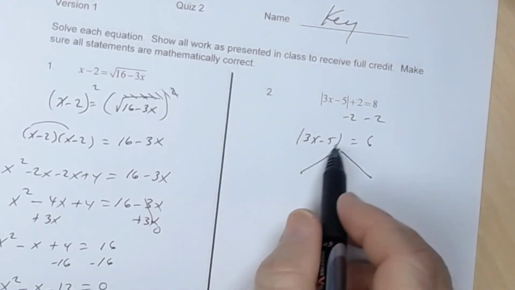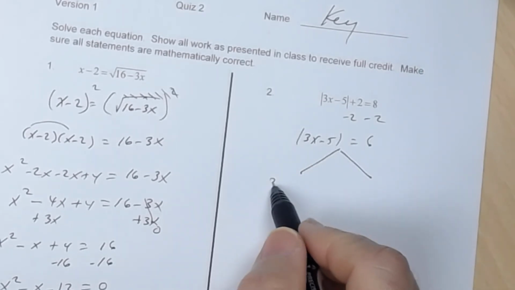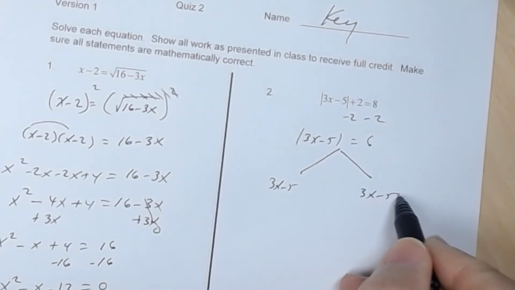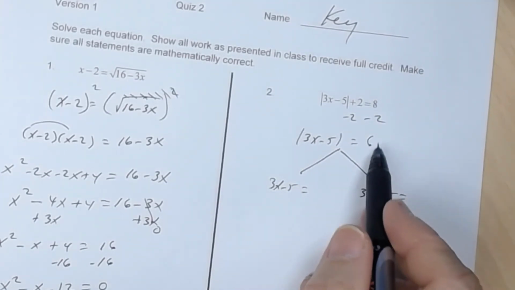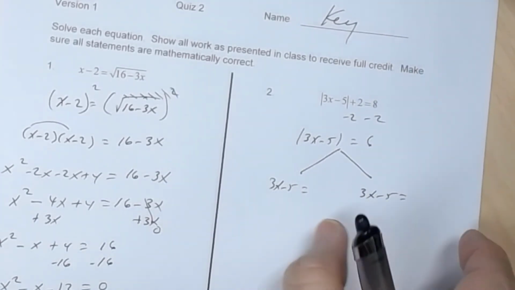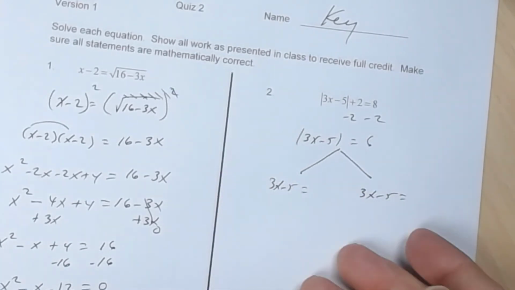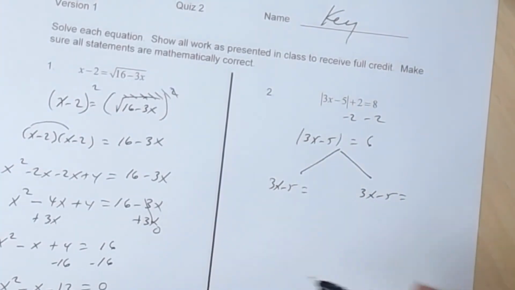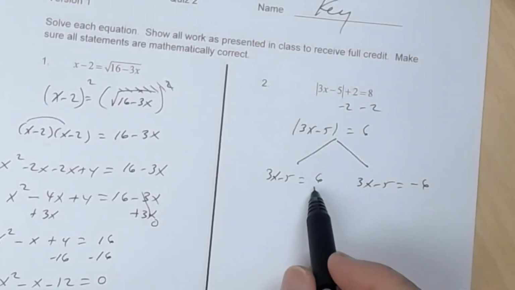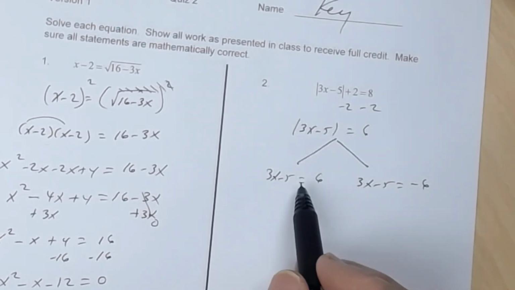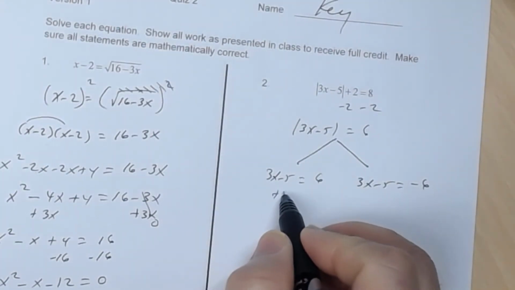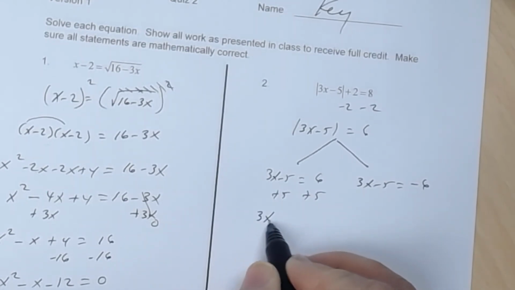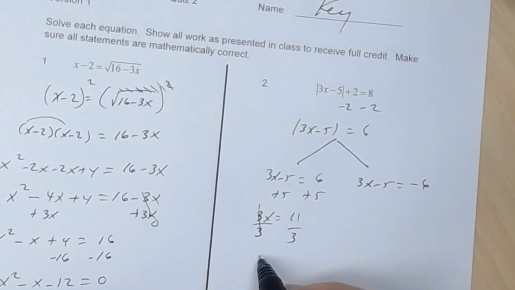The 2 equations are going to become 3x minus 5 equals 6 and 3x minus 5 equals the opposite of 6, because that's the relationship with absolute value, which is the distance that the number is from 0. So 6 and negative 6. Notice I went from an absolute value equation to 2 linear equations. I just solve those. I'm going to add 5 to both sides, so I get 3x equal 11. To get x by itself, I divide both sides by 3, and I get x equal 11 thirds. So that's one of my solutions.